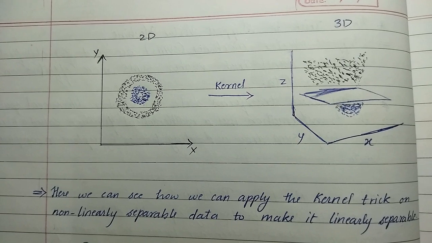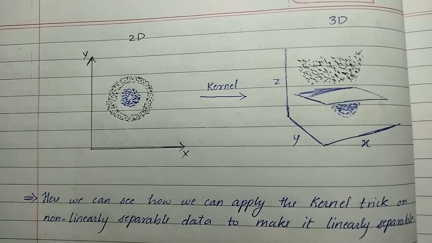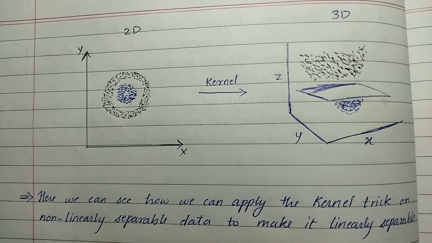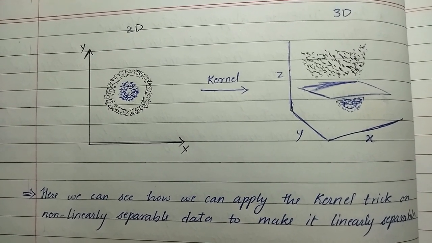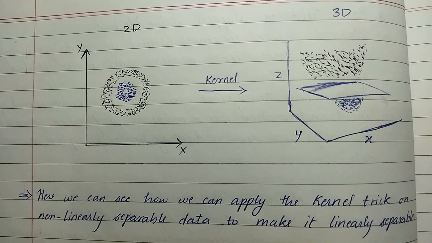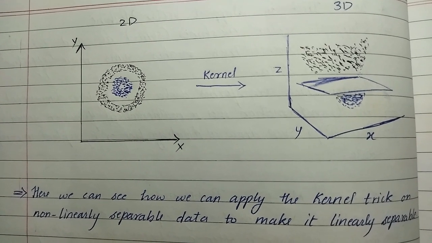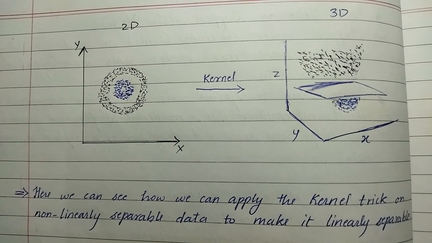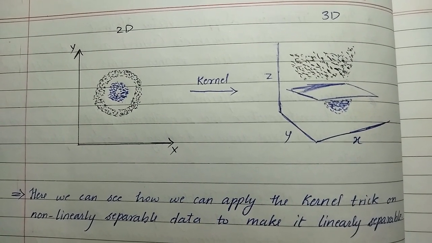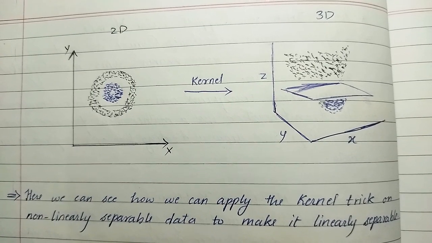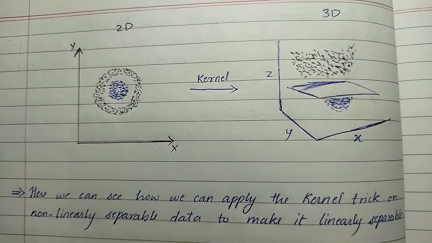With the help of these diagrams, we can see how we can apply the kernel trick on non-linearly separable data to make it linearly separable. In the first diagram, we have a 2D figure which represents x and y axis, and after applying the kernel trick we can see it in 3D, three-dimensional space, that is x, y and z axis.